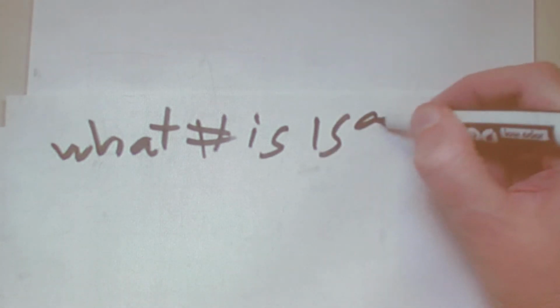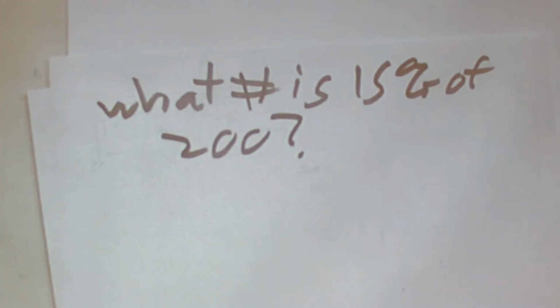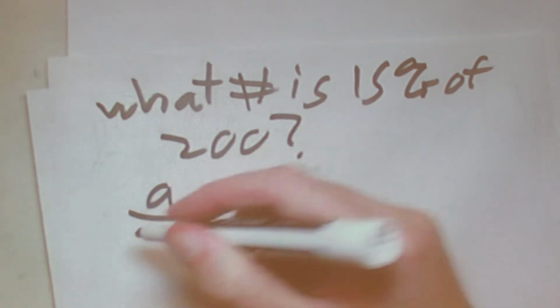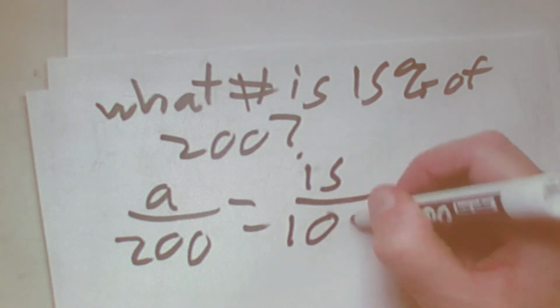Next, there will be something like what number is 15% of 200? And all you have to do here is put it into the equation where you have A is the amount, we don't know that, and it's of 200, so it's going to be A over 200 equals, we say that it's 15 over 100.